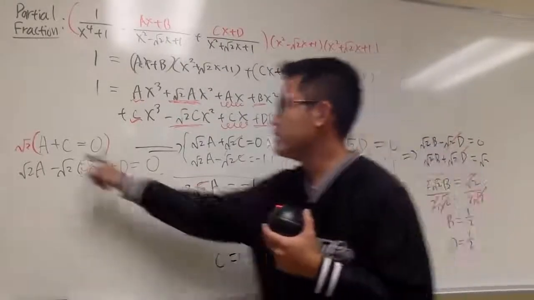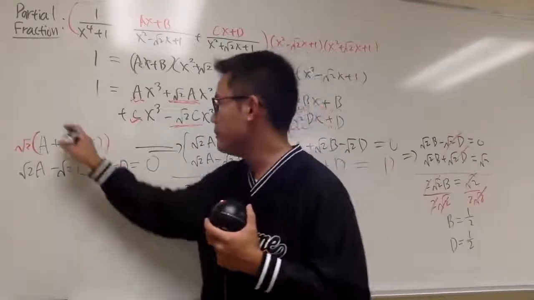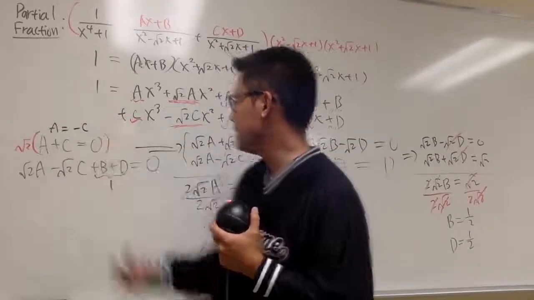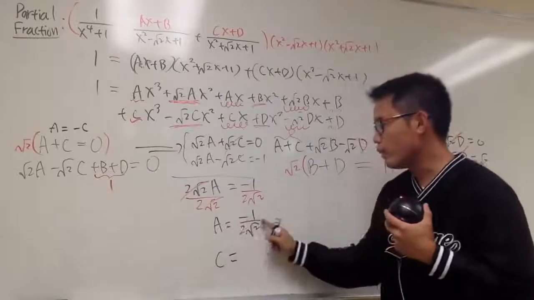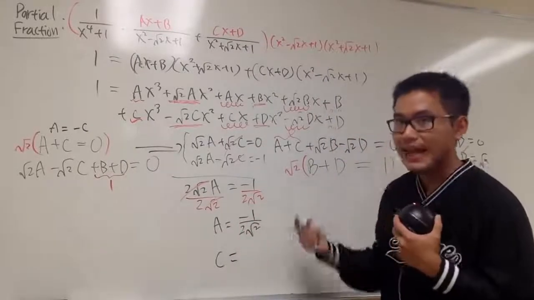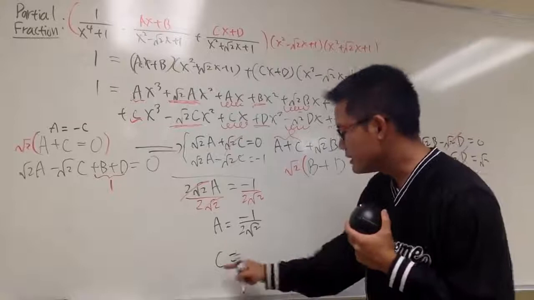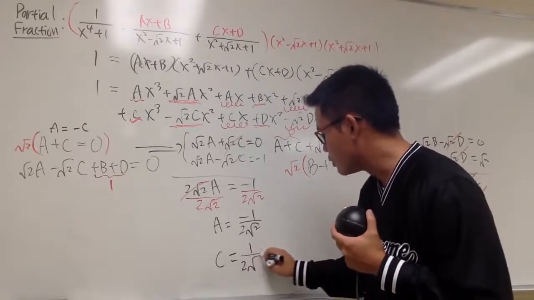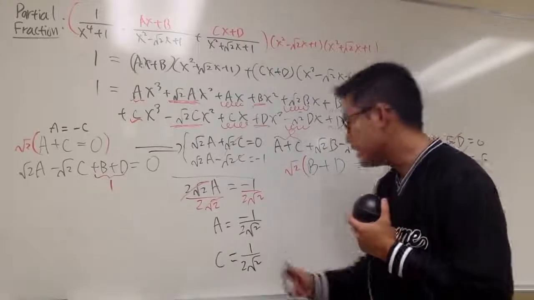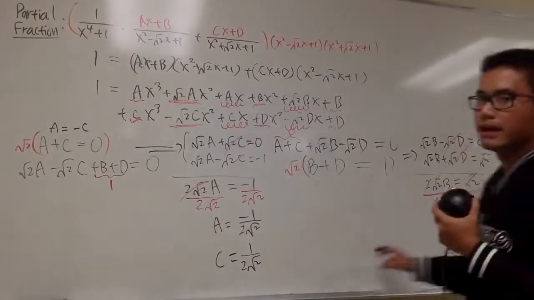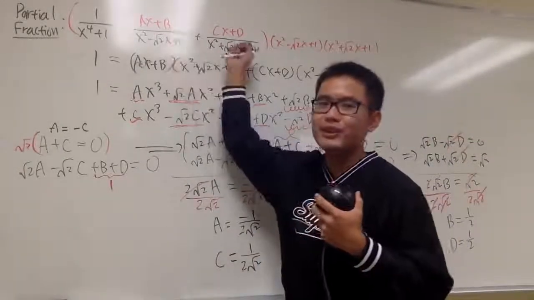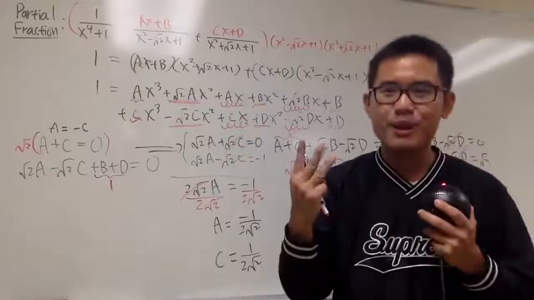Well, if you look at this right here, a plus c is equal to 0, that means a has to be equal to -c. Then because a is -1 over 2 square root of 2 already, that means c has to be the positive version. So in other words, c has to be 1 over 2 square root of 2, and this is the positive version. And at the end, of course, I will just leave this to you guys to plug in a, b, c, d into a, b, c, d right here. Now, moving on to the third part.